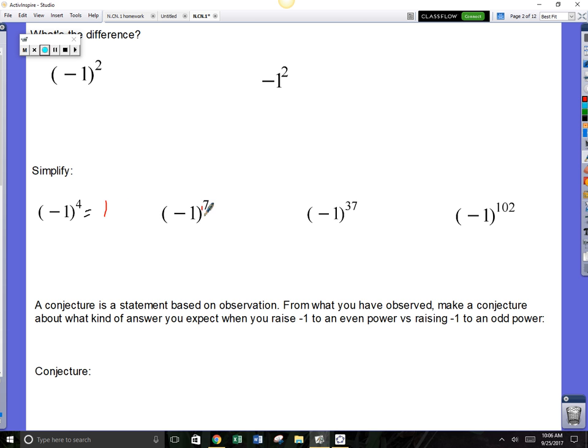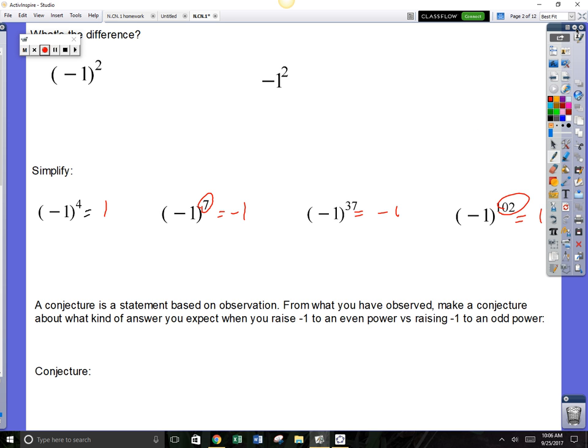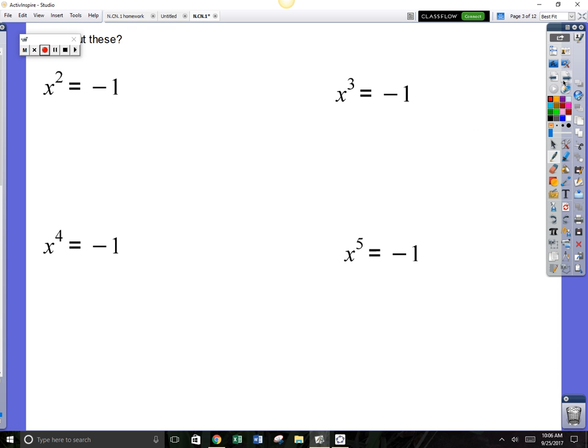If you have an even number of negatives and you multiply them, your answer is always going to be positive. If you have an odd number of negatives, if I got 7 negatives and I multiply them, my answer will always be negative. So if I have 37 negatives and I multiply them all together, negative times negative is a positive, your answer is going to be negative. If you have an even amount of negatives, your result will always be positive.